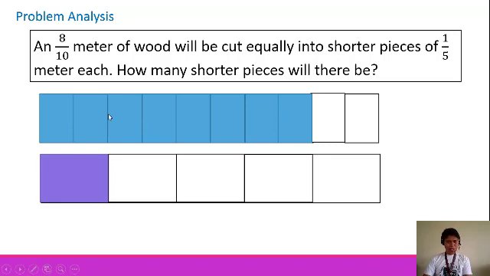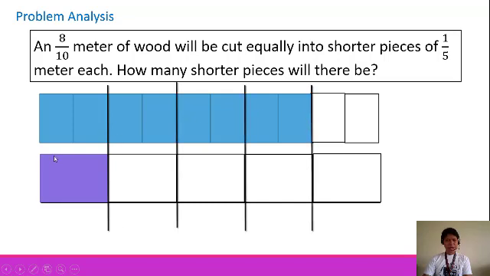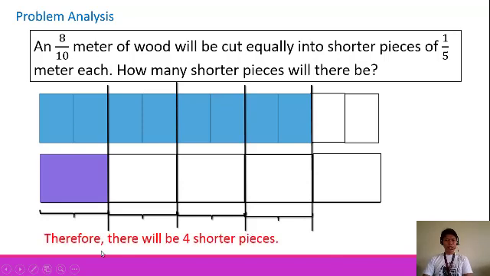By just looking at it, we can easily identify that there are 1, 2, 3, 4. So this one is 1/5 meter, and this is another 1/5. So we have 1, 2, 3, 4, and we do not include this one because it is not shaded. Only 8/10 is shaded. Therefore, we can conclude that there will be 4 shorter pieces to be cut. Okay? So this is one way of solving this problem using illustration.